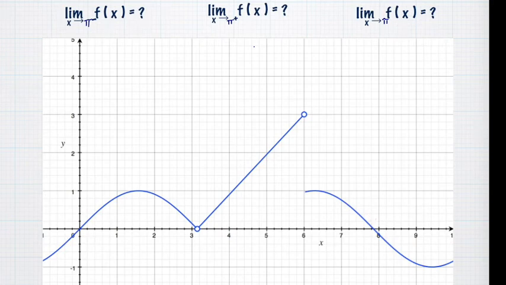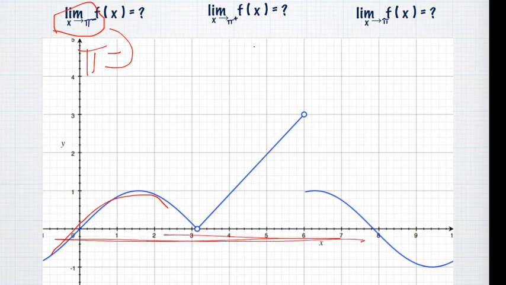So when we're doing these, if we're looking for the limit as x goes to pi from the left, that means we're going from the left toward that point where pi is on the xy axis. So we're looking at this first value right in here. Our job is to figure out where exactly this line meets up with that value at pi. When you're looking at the y-axis value, it's 0. So that's what that first limit equals.